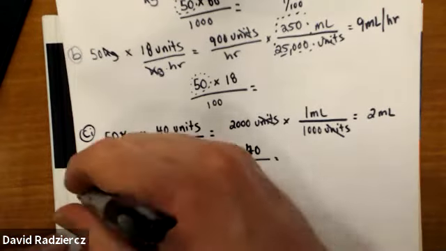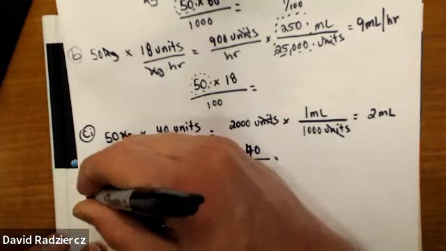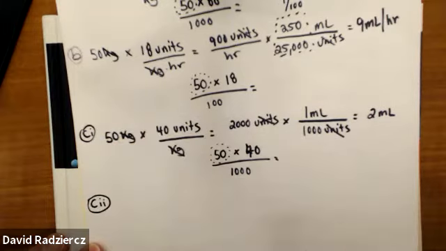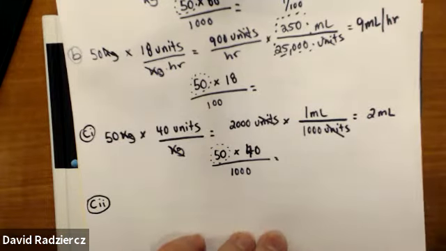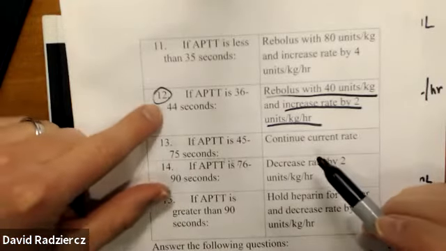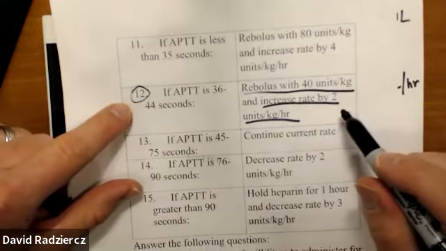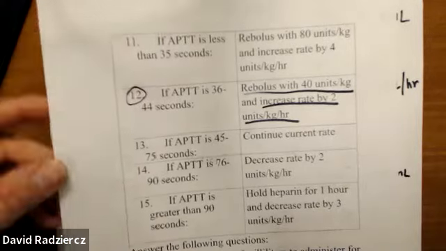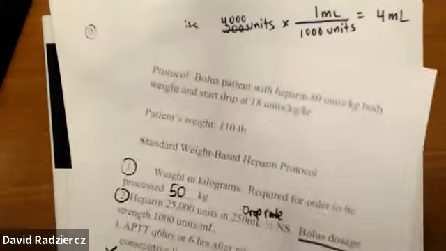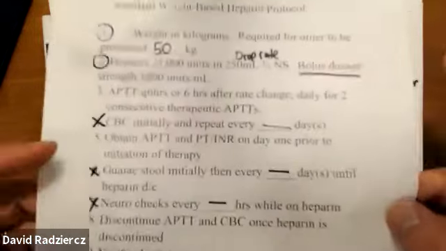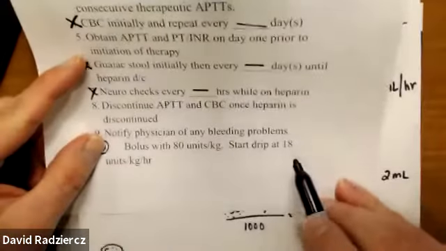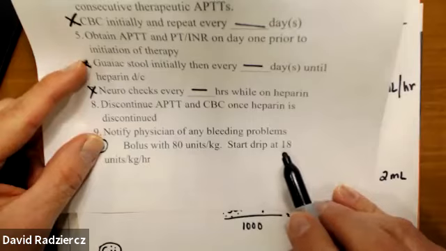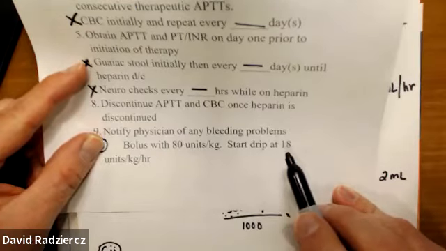And then finally, C part 2. It says to recalculate the heparin drip. And for step 12, it says to increase the rate by 2 units per kilogram per hour. What was our initial rate based in kilograms per hour? Well, our initial rate was the 18 units per kilogram per hour. So if I'm increasing by 2, then that becomes 18, 19, 20, increased by 2.